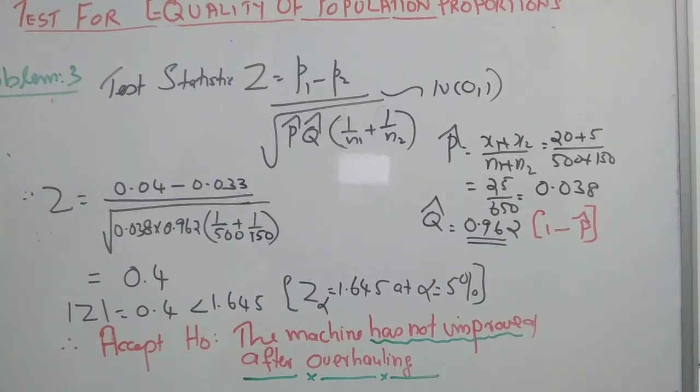So what about the conclusion in this special type of problem? The machine has not improved. The ratio of imperfect articles before and after overhauling are the same. That is, accept H0. The machine has not improved after overhauling.